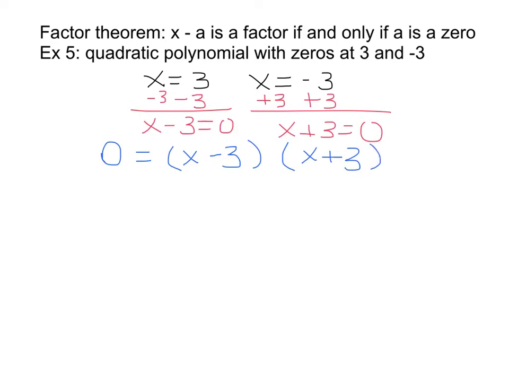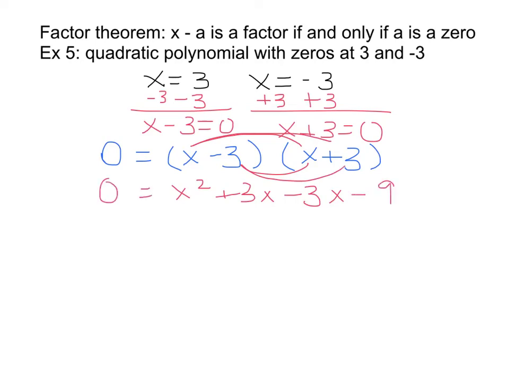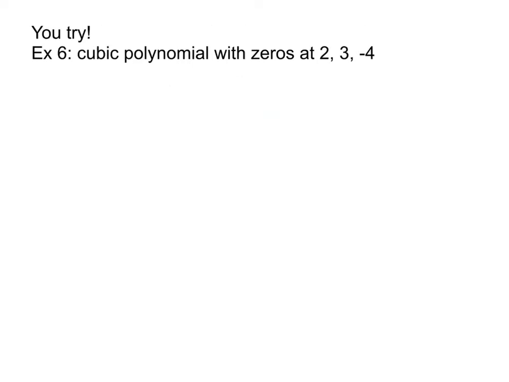And now we are going to FOIL to put it back into a polynomial. So x times x gives me x squared, x times 3 gives me 3x, negative 3 times x gives me negative 3x, and negative 3 times 3 gives me minus 9. Okay, combine like terms. Positive 3x and negative 3x cancel each other out, so we're left with x squared minus 9. And for it to be a polynomial, it has to be y equals, and y equals x squared minus 9 gives you zeros at 3 and negative 3.